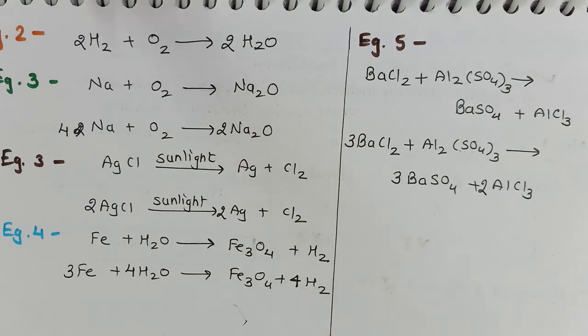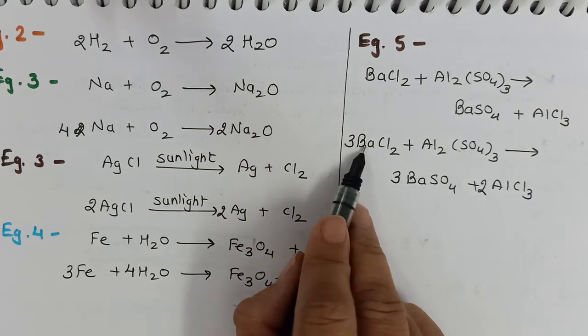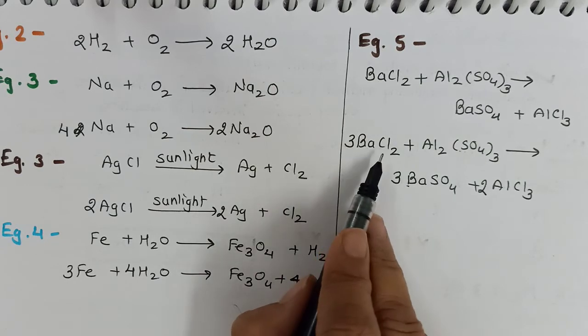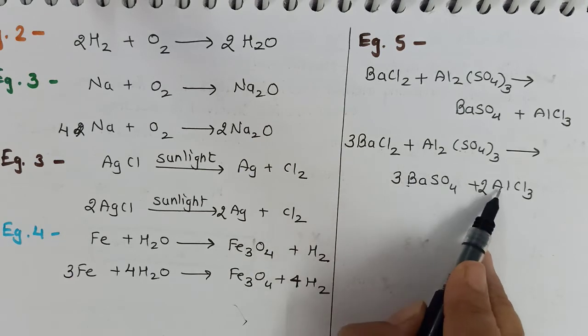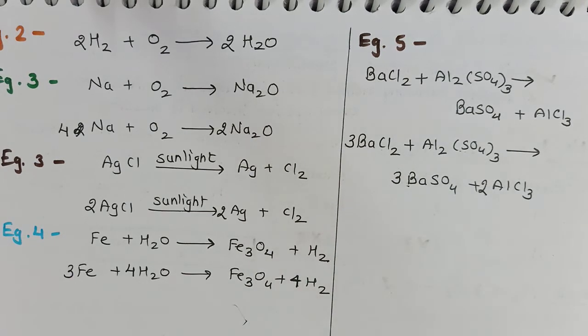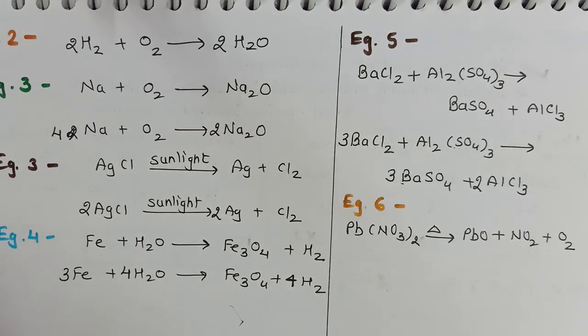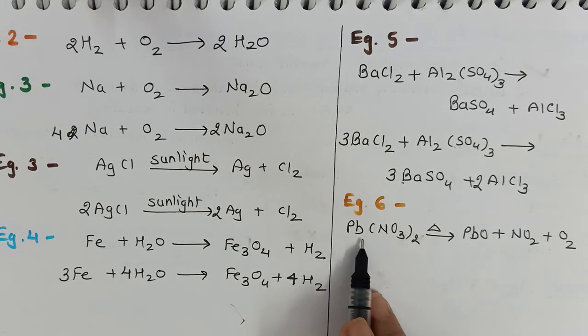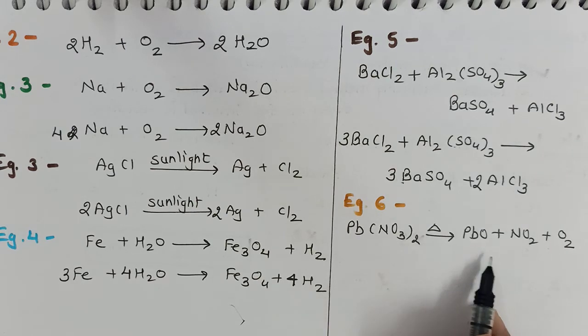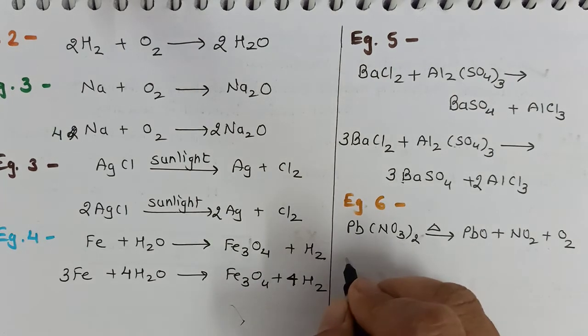Let us check all the species involved in the chemical reaction. Barium, 3 atoms on both sides. Chlorine, 6 atoms on both sides. Aluminium, 2 atoms on both sides, and sulfate, 3 on both sides. So this reaction is a perfectly balanced chemical equation. But this trick does not always work. We cannot always balance the given radicals in one go. Sometimes we have to consider them separately. So it is in this example: lead nitrate on heating gives lead oxide plus nitrogen dioxide and oxygen.